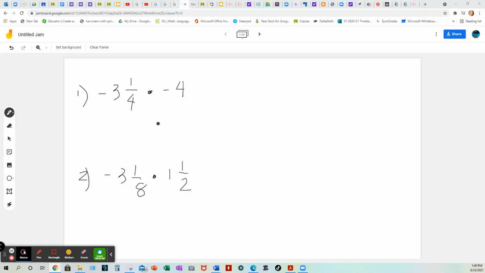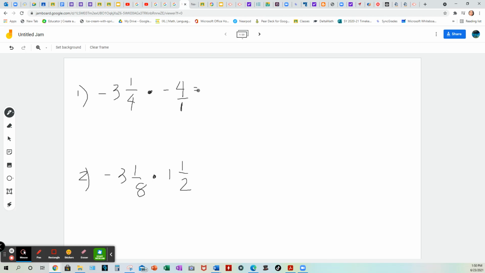Now let's multiply signed mixed numbers. Okay, negative 3 and 1/4 times negative 4. We don't see a denominator under 4, and since it's a whole number, the denominator of 4 will be 1, because 4 divided by 1 is still 4. So any whole number, we always write 1 as the denominator.